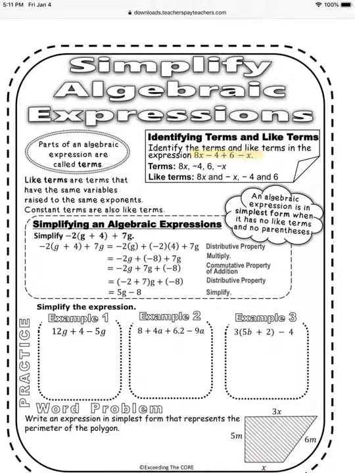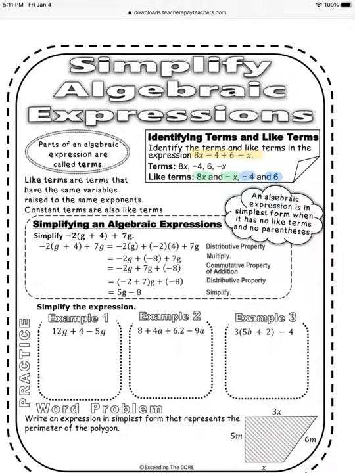Notice in this expression here, there are 4 terms. 8x is a term, negative 4 is a term, positive 6 is a term, and negative x is a term. They are separated by either plus or minus signs. Now we're going to look at that same expression and identify the like terms. Since 8x and x, or negative x I should say, both have an x in them, they are called like terms. And then the other pair of like terms are our constants, negative 4 and positive 6.